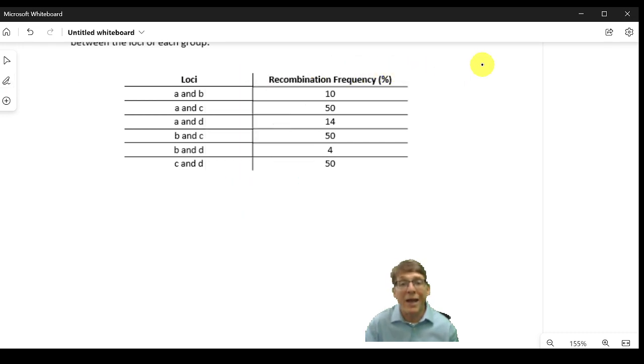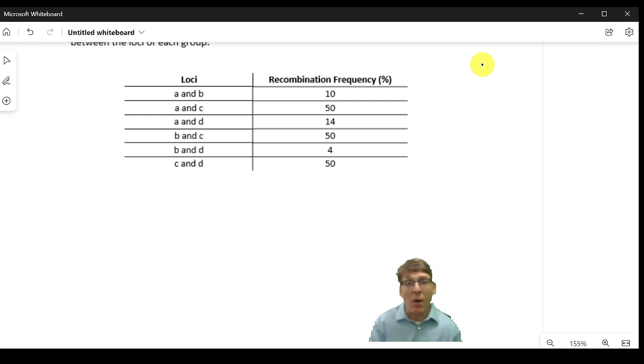So randomly assorting or unlinked traits have a recombination frequency of 50%. That will be the highest number you will ever see. Anything less than 50% means those traits are linked together. What you want to do is draw what's called a linkage map showing different linkage groups.